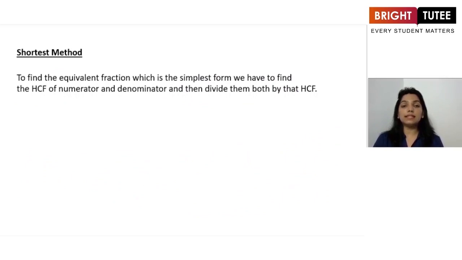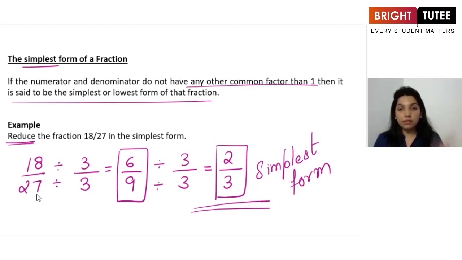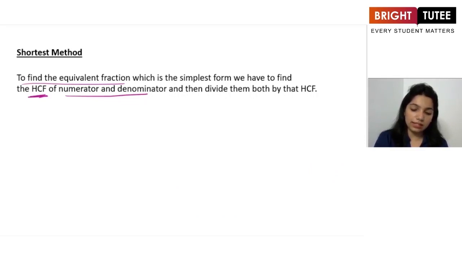Now it says let's learn the shortest method to do this. Here do you see that we have first divided it by 3 and then again we divided it by 3. So it is like we are taking multiple steps. Let us learn a method where we can directly get from the biggest number to the smallest number. It says you find the equivalent fraction, which is the simplest form. We just have to find the HCF of the numerator and the denominator and simply divide both by the HCF. For example, say again let's take 18 over 27.